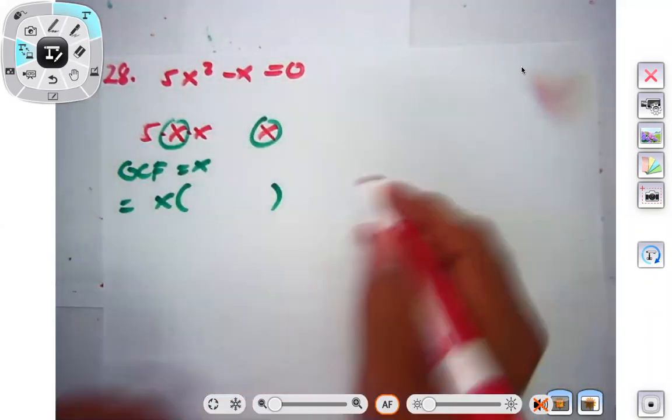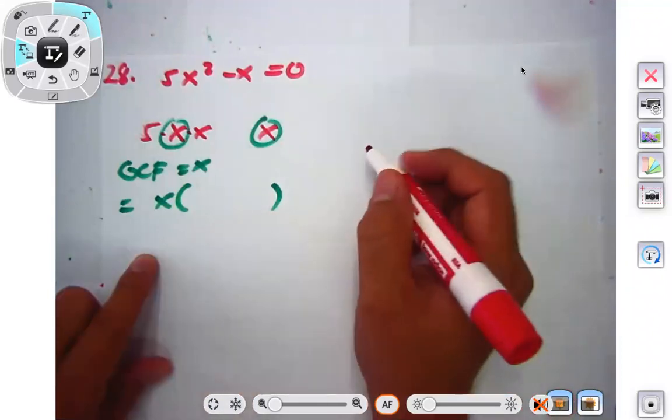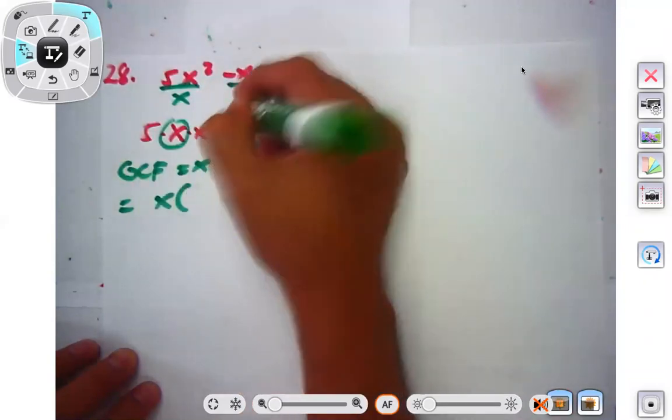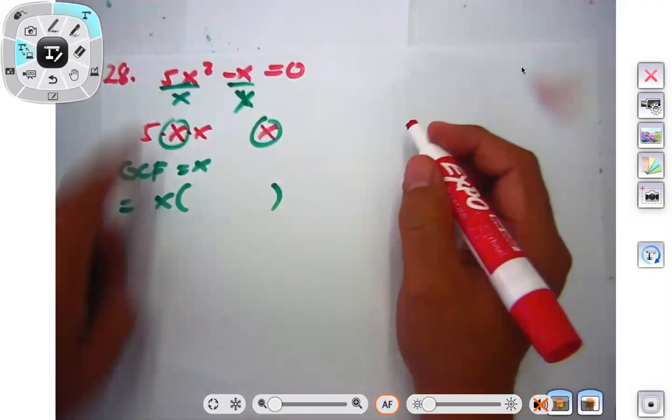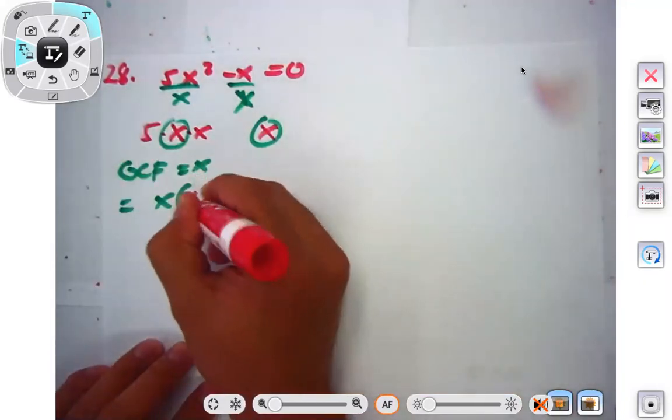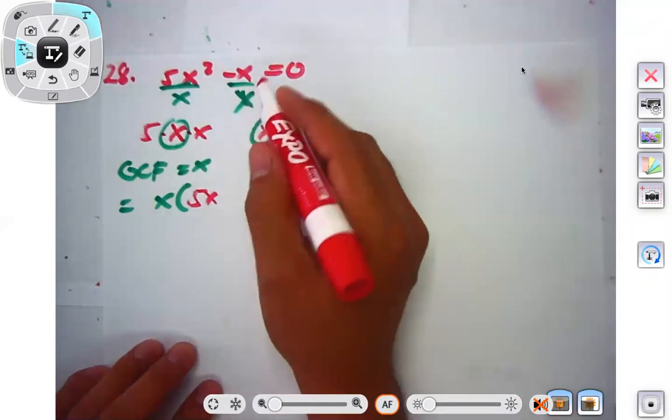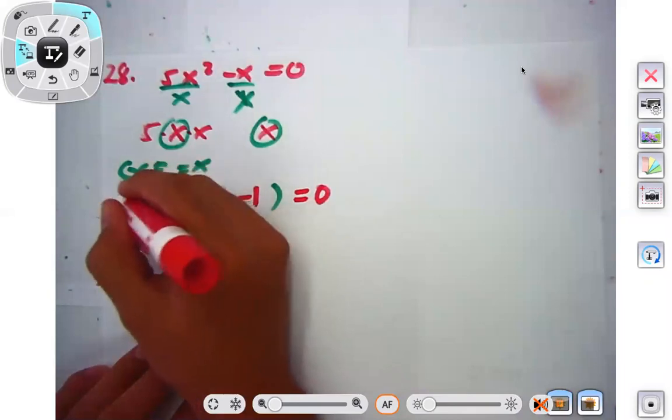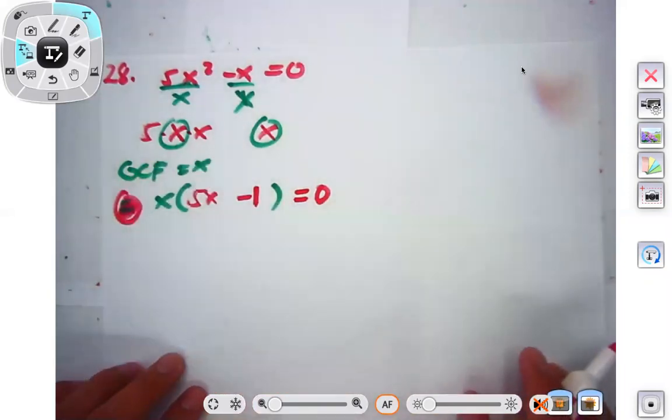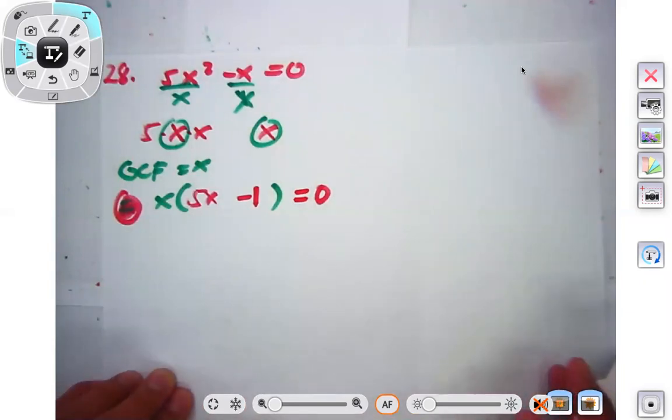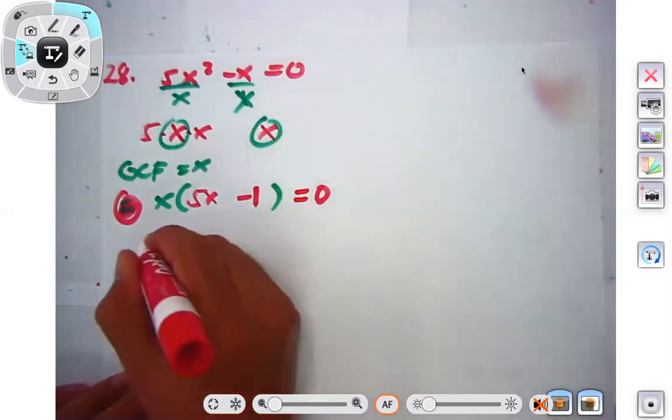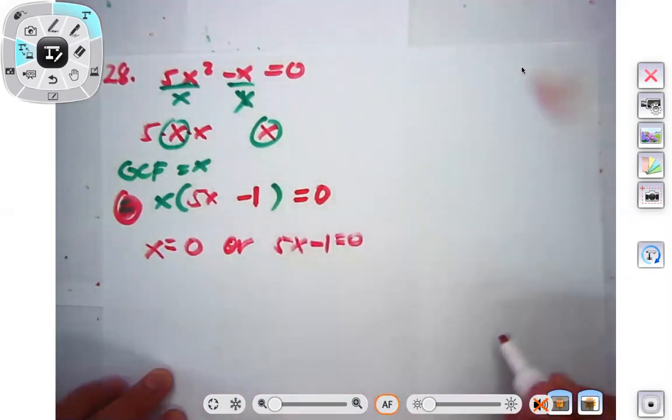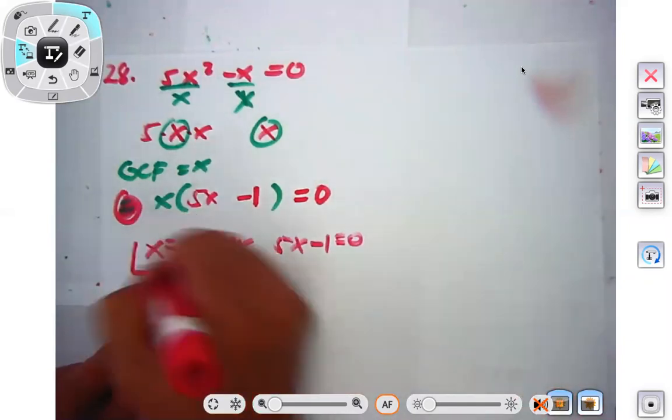Let's find the factor here inside. We can divide both terms by x. 5x squared divided by x is 5x. And negative x divided by x is negative 1. Of course, that's equal to 0. Again, I should not put equal 0, remove that equal. Setting each factor to 0 using the zero product property, we have x equals 0 or 5x minus 1 equals 0. We already have x equal to 0, so that's one of the values.